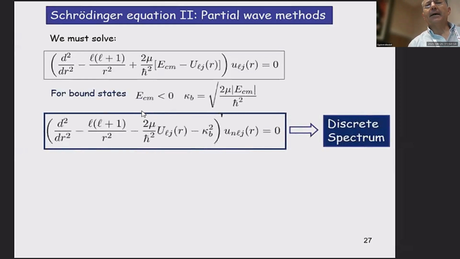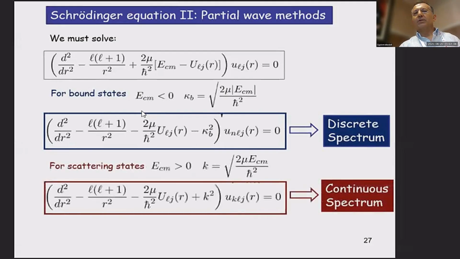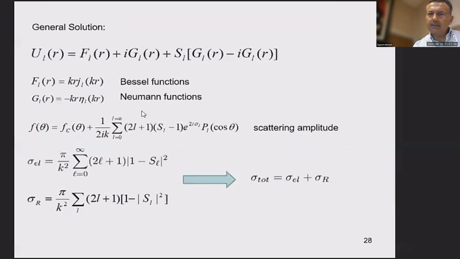This is like a potential field. It has energy, wave number, and centrifugal term. Therefore, we obtain here for bound states a discrete spectrum. For the scattering states, for E greater than 0, we have this continuous spectrum for positive energy cases.